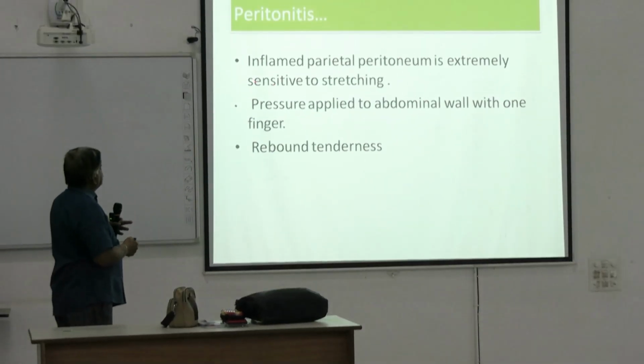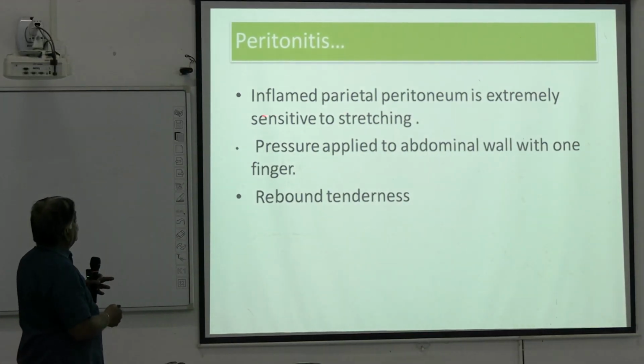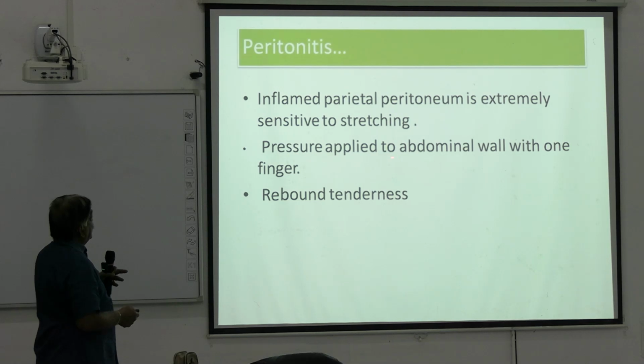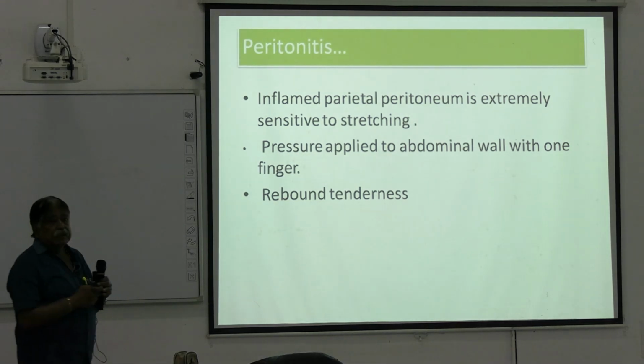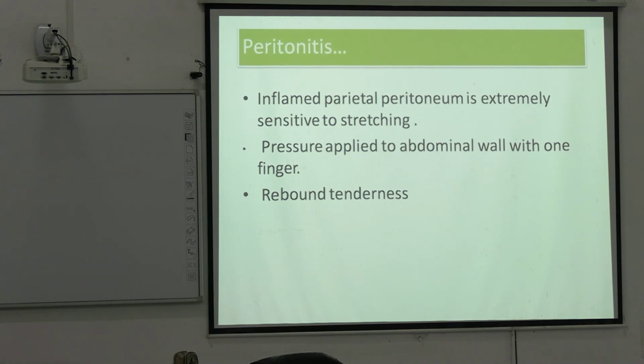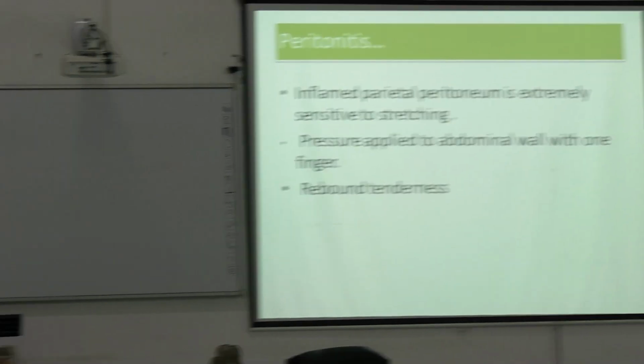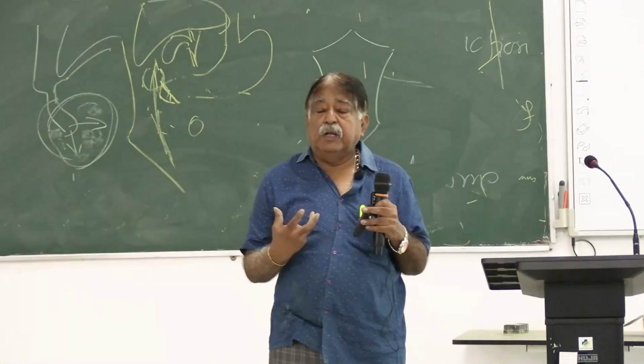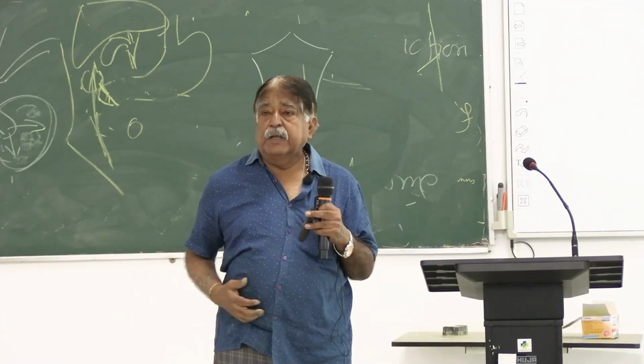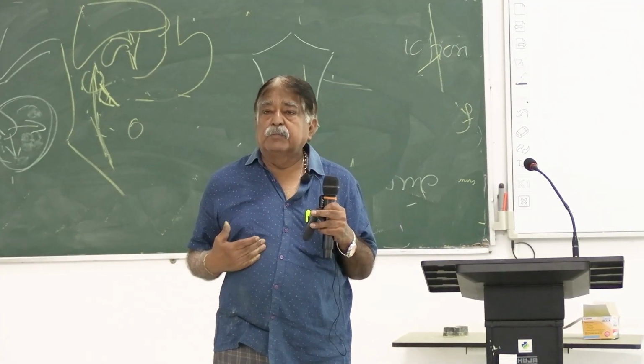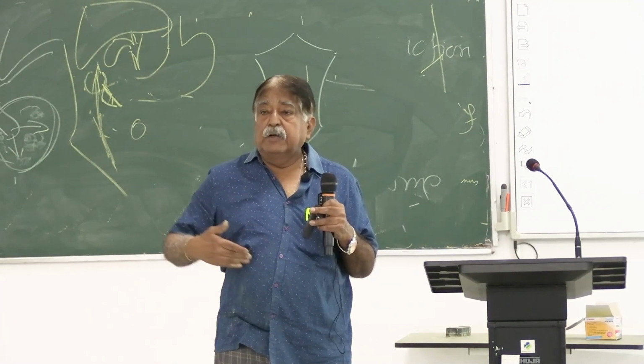Now, peritonitis, inflamed parietal peritoneum is extremely sensitive to stretching. Pressure applied to the abdominal wall with one finger. Rebound tenderness. Now, what is rebound tenderness? So, when you press, if there is acute pain in appendix or any peptic perforation, then it will rebound.